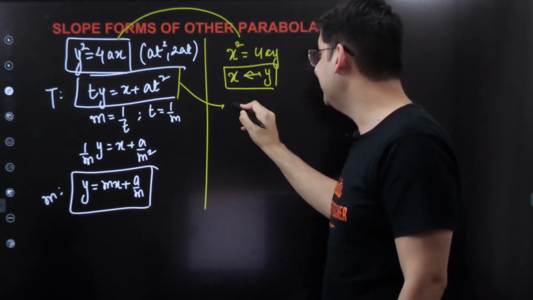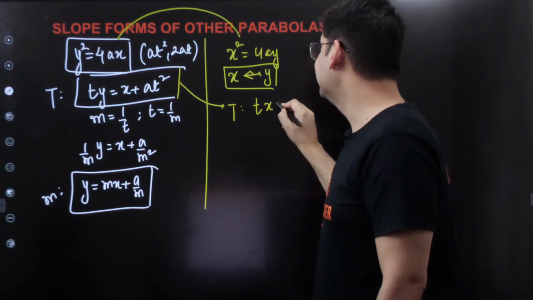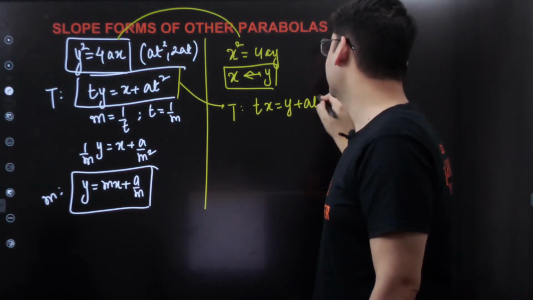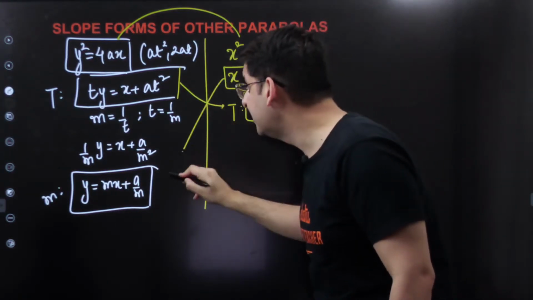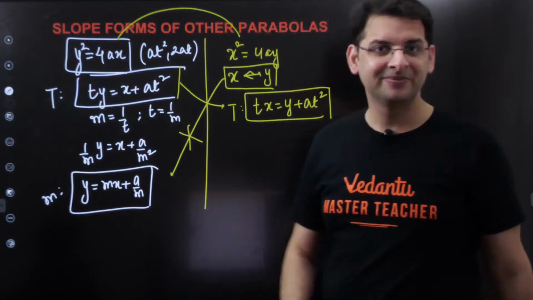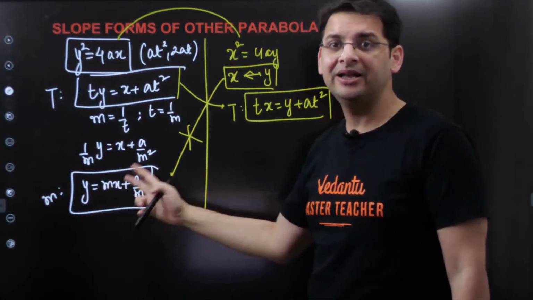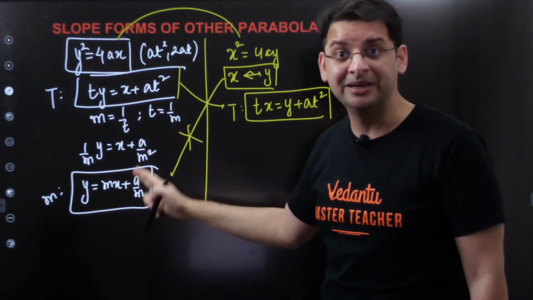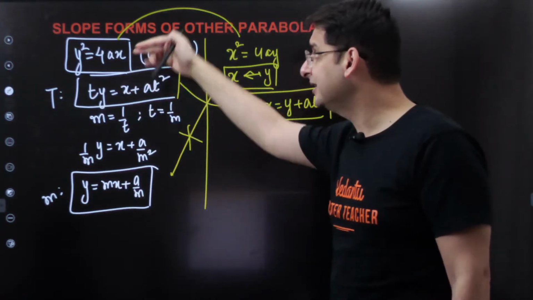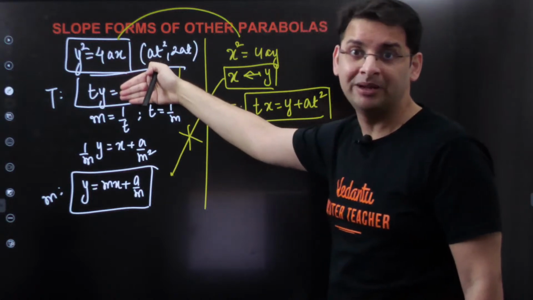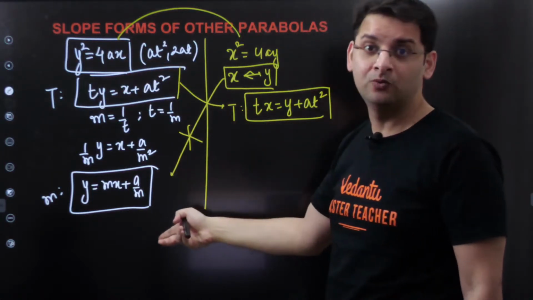So the parametric form of the tangent is going to be tx is equal to y plus at square. Now, this does not work with the slope form. This is very important, guys. Replacing x and y in slope form does not work. This is one of the major mistakes which a lot of students make. So replacing x and y works in the tangent t form, the parametric form, not in the slope form of the tangent.